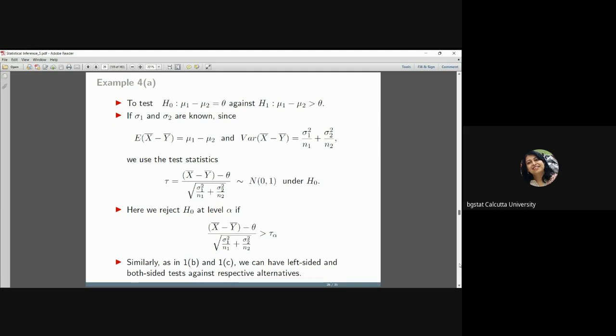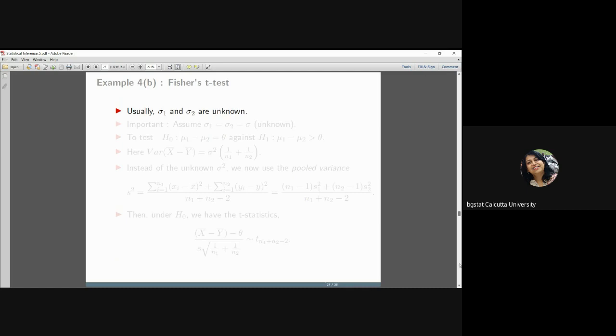So I can simplify this to get my cutoff value for the difference x bar minus y bar. Just like I have mu1 minus mu2 greater than theta, I can also think of mu1 minus mu2 less than theta, or mu1 minus mu2 not equal to theta. However, sigma 1 and sigma 2 are rarely known.